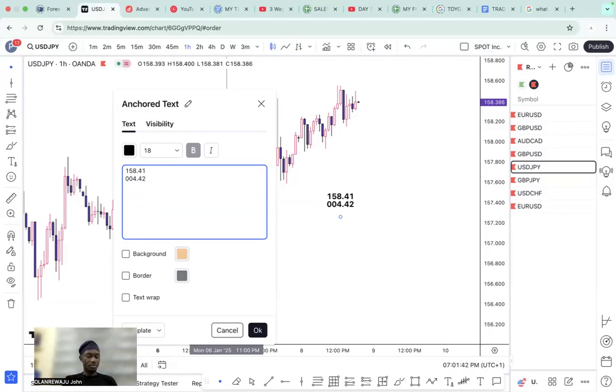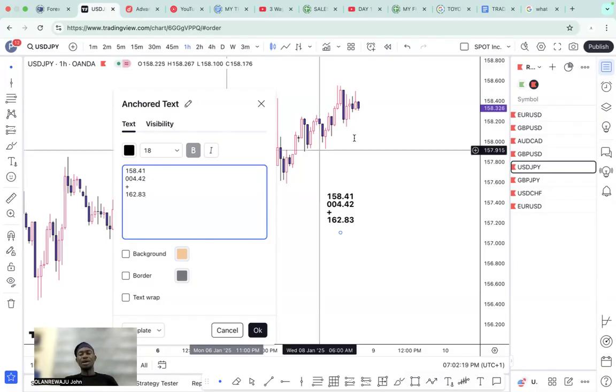So 158.41 plus 4 points. Or if you want to be dogged, say 0, 0, but you won't get that 0, 0, 4.42. So what will be the answer? This time around, it's a plus here. So the answer will be 162.83. So that means that USDJPY increased by 442 pips.